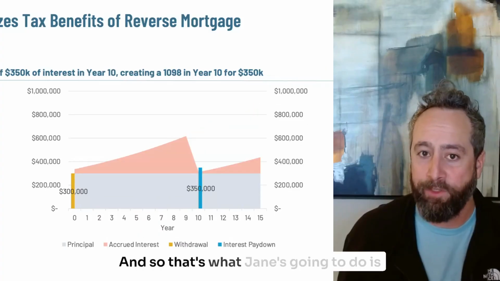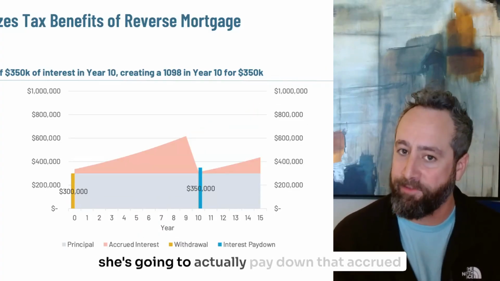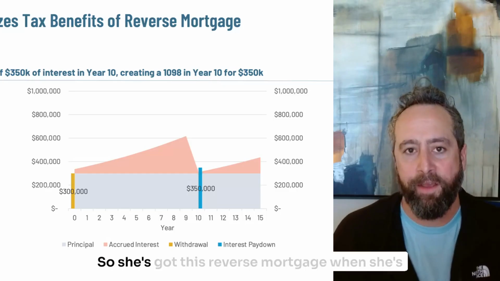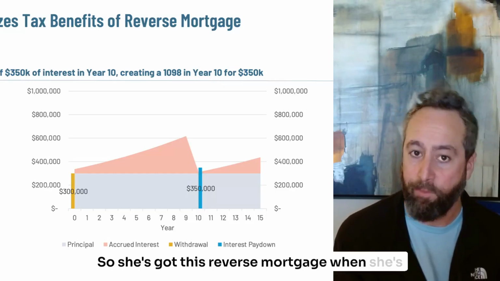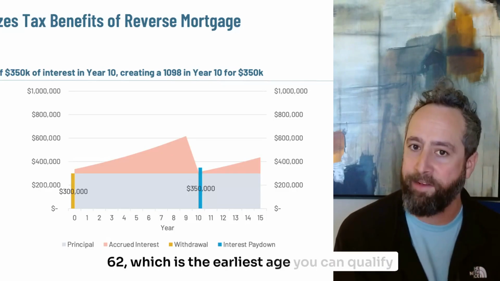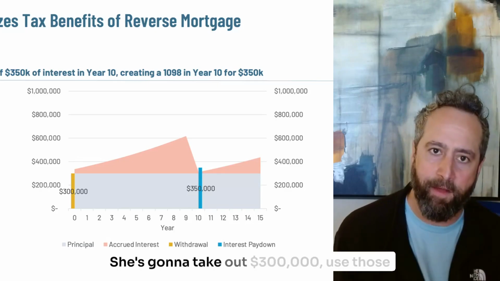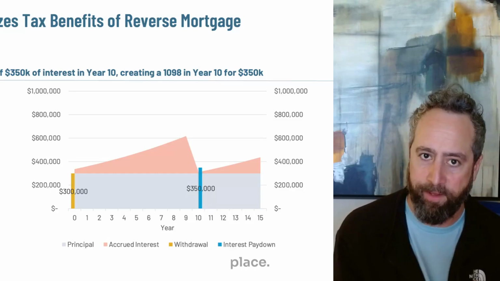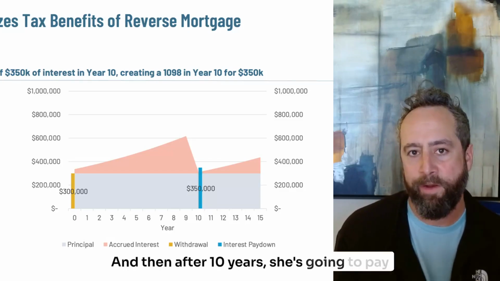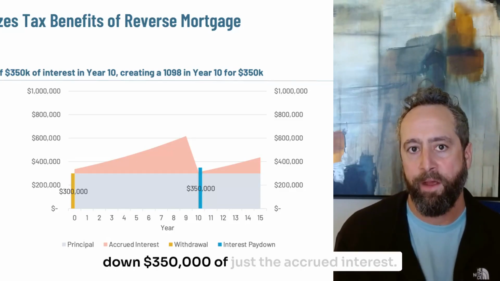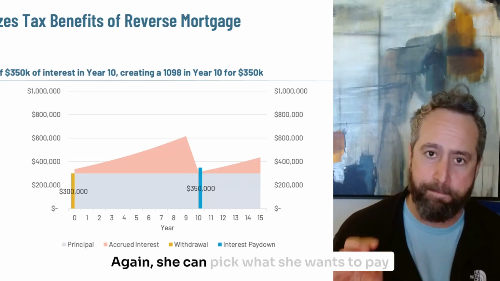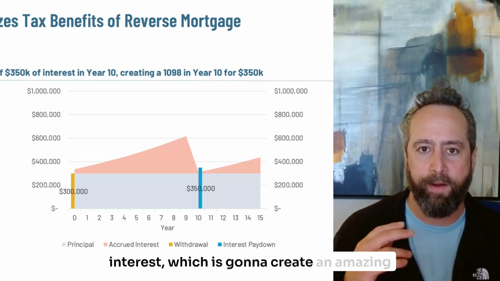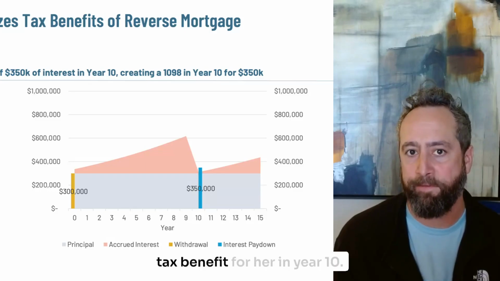And so that's what Jane's going to do, is she's going to actually pay down that accrued interest in year 10. So she's got this reverse mortgage when she's 62, which is the earliest age you can qualify for it. She's going to take out $300,000, use those funds to improve her home so she can age in place. And then after 10 years, she's going to pay down $350,000 of just the accrued interest. Again, she can pick which she wants to pay down.